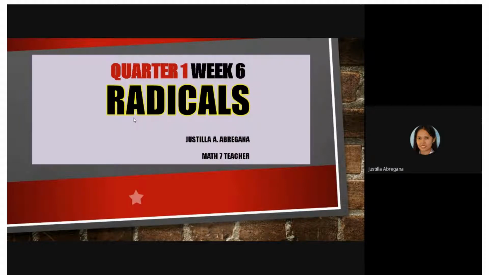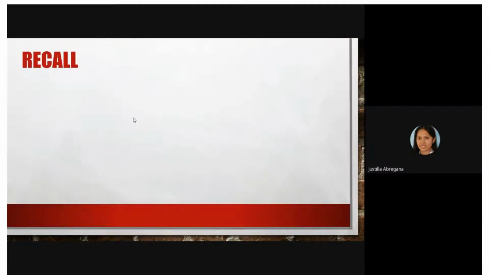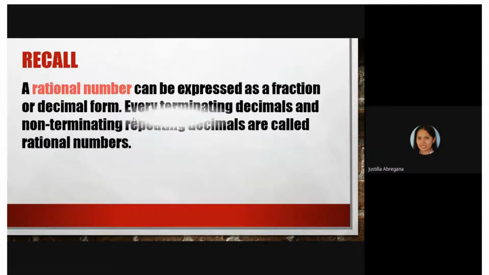Quarter 1, week 6. This is all about radicals. Recall that a rational number can be expressed as a fraction or decimal form. Every terminating decimal and non-terminating repeating decimal is called a rational number.